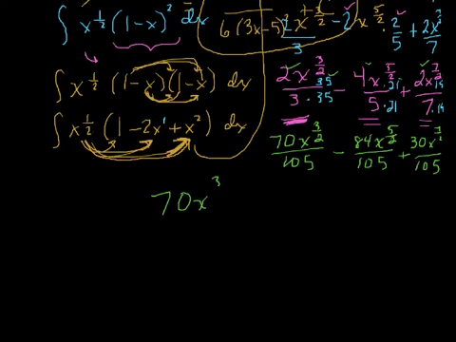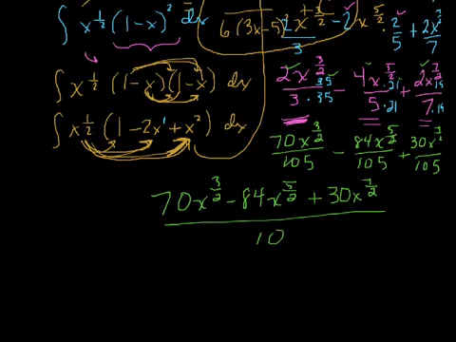7x to the 3/2 power minus 84x to the 5/2 power plus 30x to the 7/2 power. All that's over 105. Don't forget your c. That was ugly.